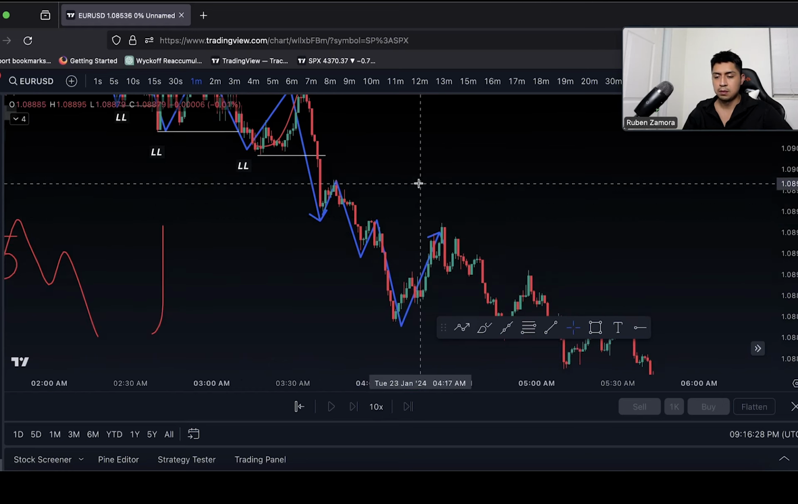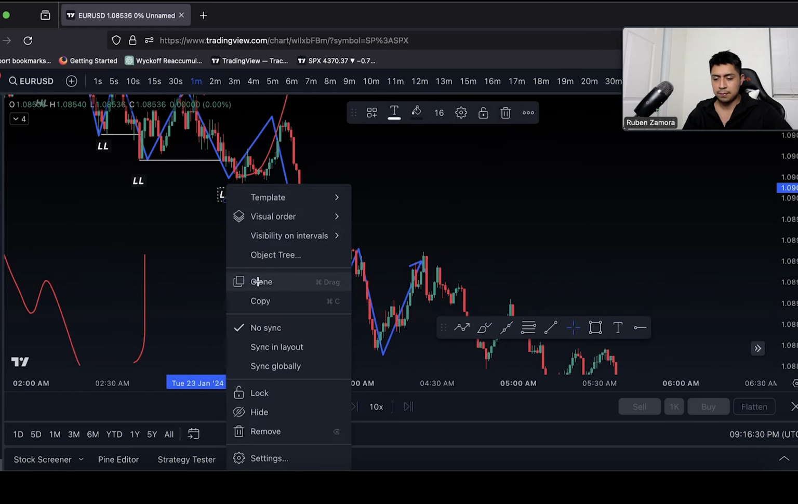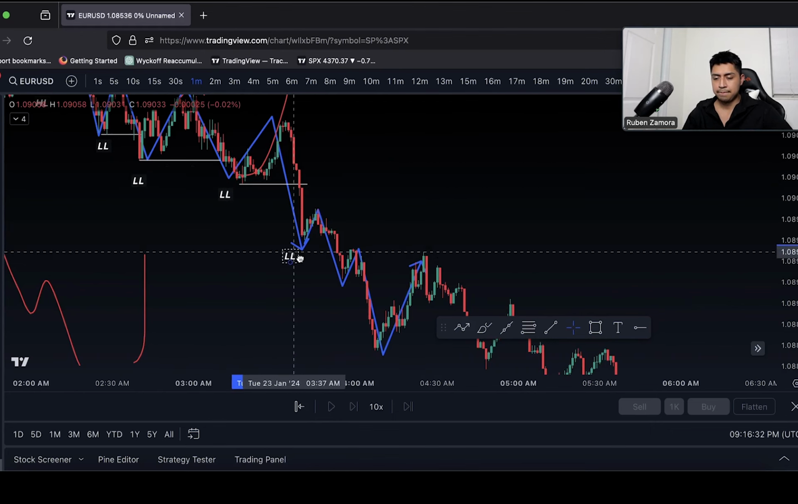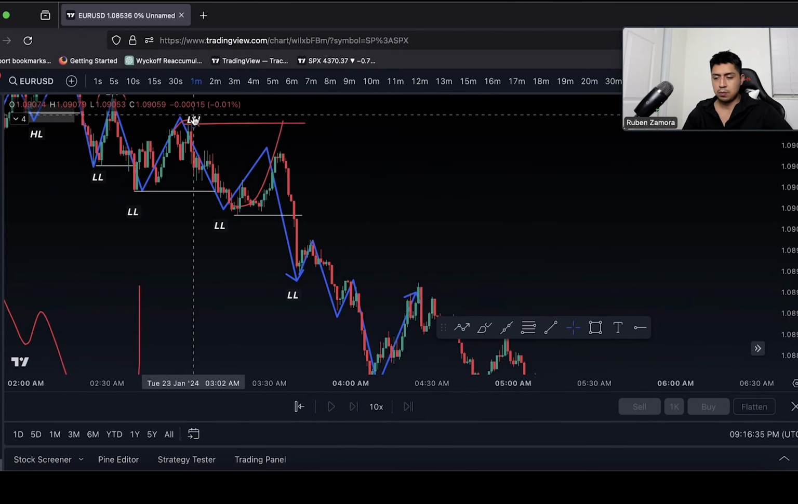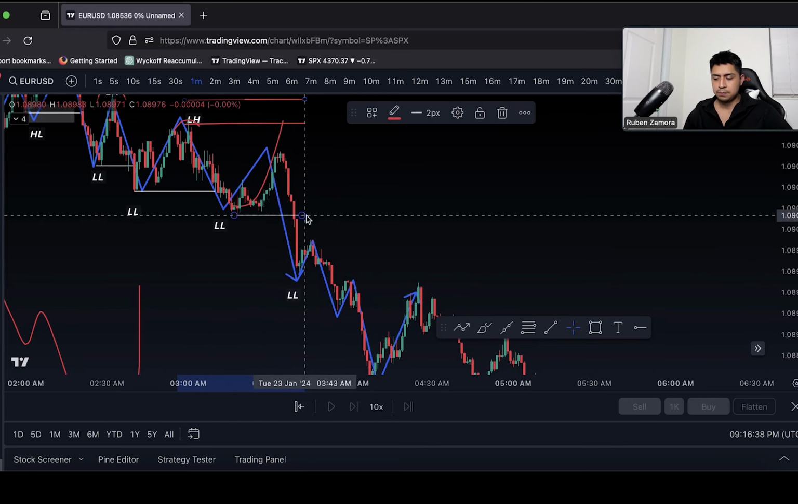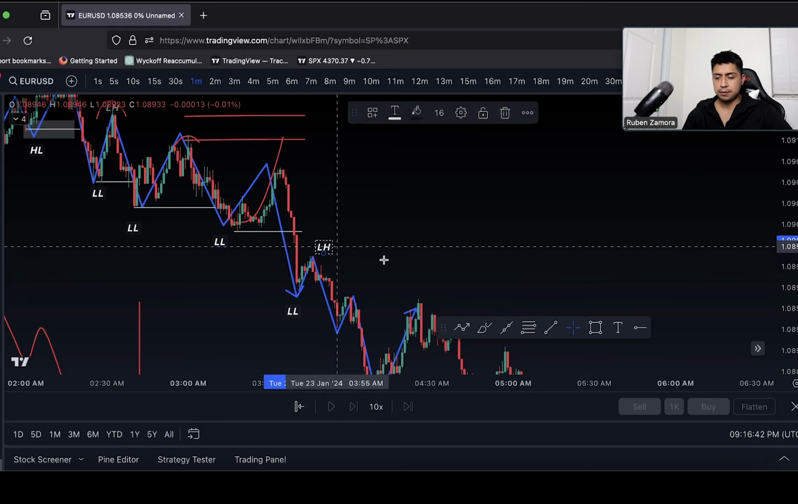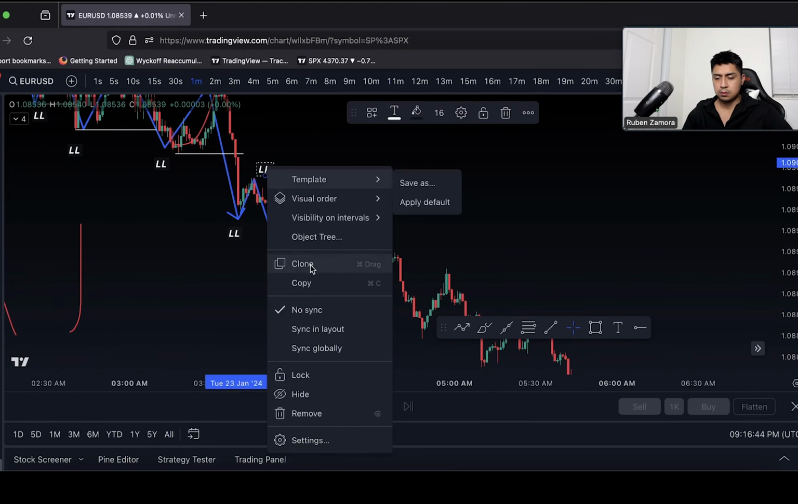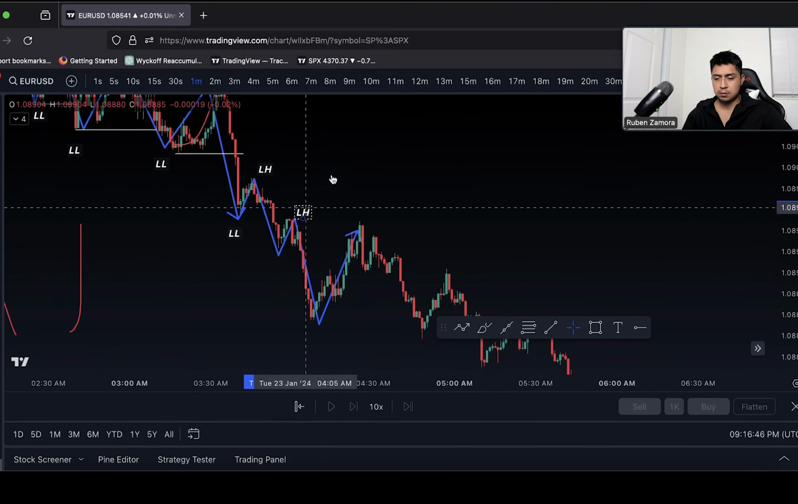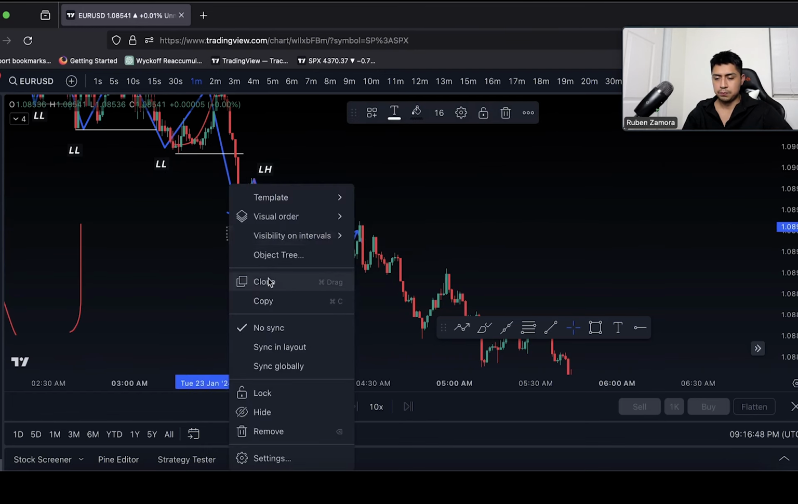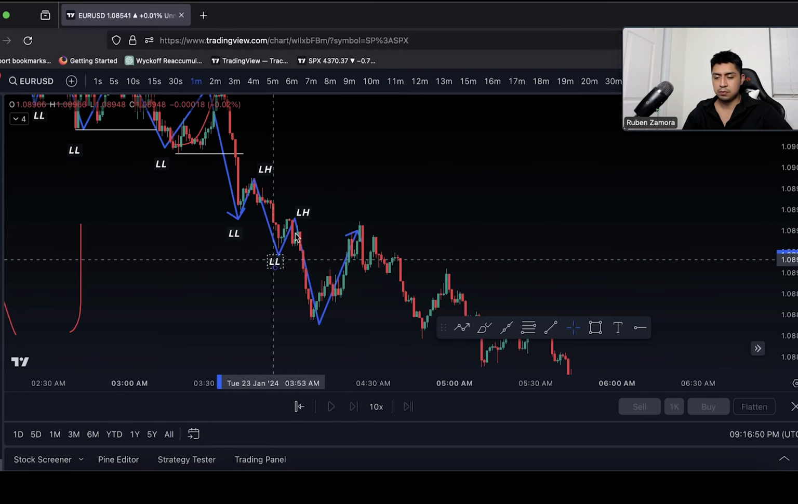Come right back up, and we can label this out again. Lower low, lower high. So let's put that here. Lower high, lower low. And you can see how simple this is.